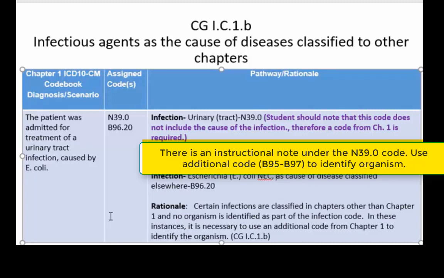Then the rationale I've given you is the guideline that's used. This guideline tells us if the organism is not in the code description, then you're going to have to add a code that identifies the organism. Because we know what it is. We just have to be sure that we have let the doctor know or the reader know what the offending organism is.